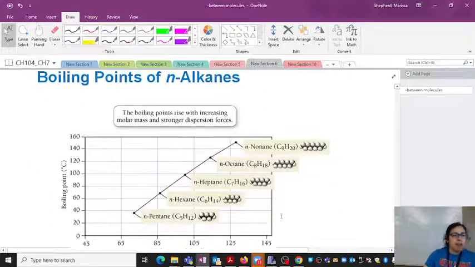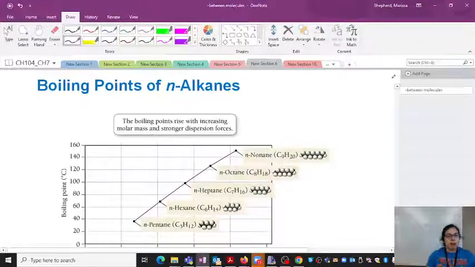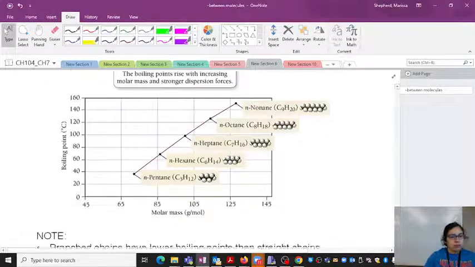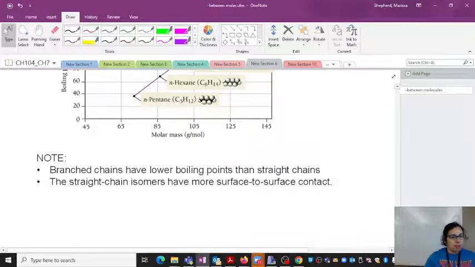And so as you might imagine, if we were to look at a graph of the boiling point of our n-alkanes, so these are all just straight chain alkanes, notice their boiling point increases as you continue adding carbons, so the chain gets longer, higher molar mass, they also have more surface area, and so that boiling point just keeps increasing. And so again, branched chains will have lower boiling points than straight chains.